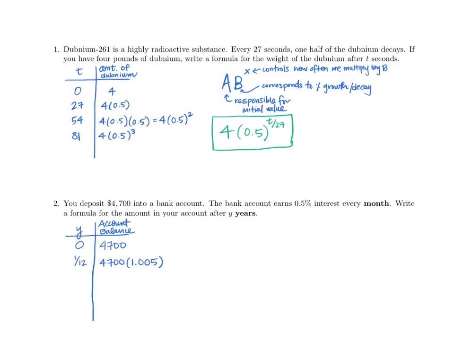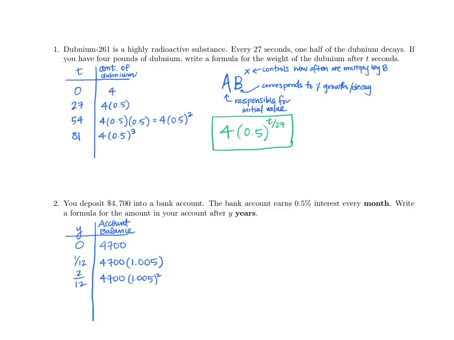When's the next time you know the bank account balance? After the next month. After the next month, you're going to be multiplying by 1.005 again. Now, when is that? Well, that's going to be after another month has elapsed, or when Y is equal to 2/12. And just like we said, we're going to take that initial balance and multiply it by 1.005 squared.